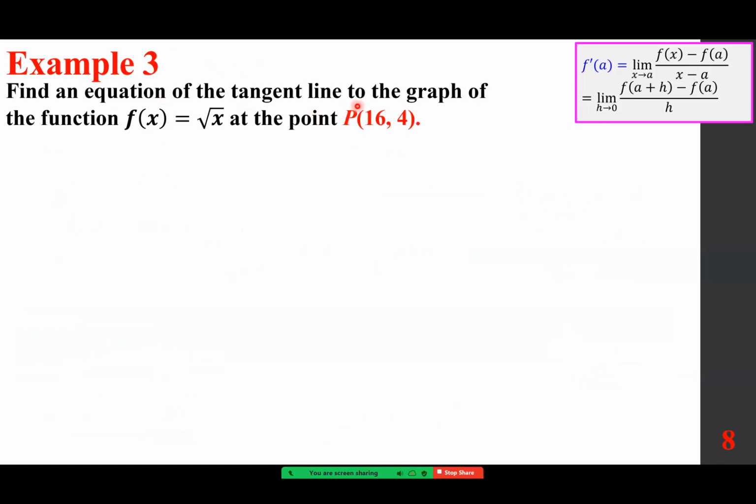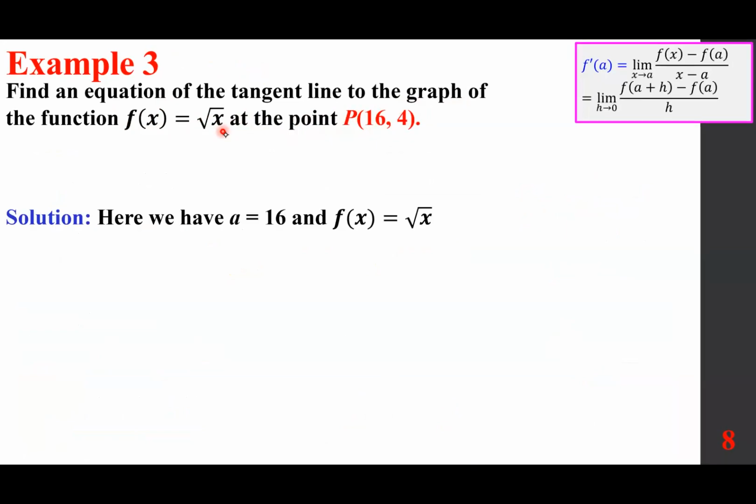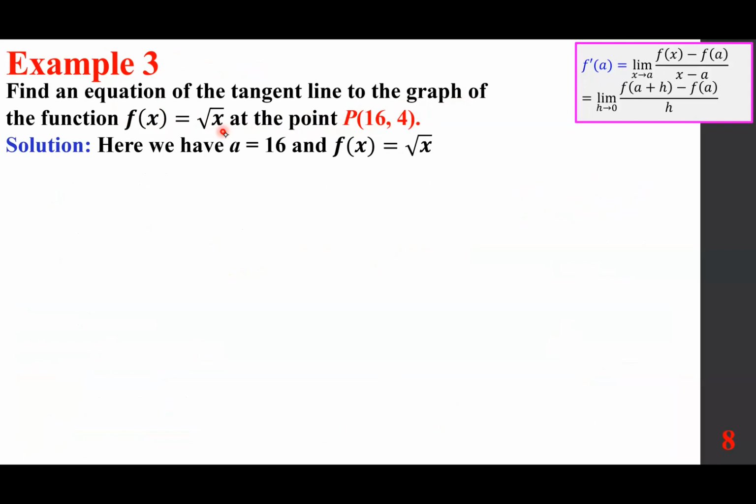Here's another example. We want to find an equation of a tangent line to the graph of this function, f of x equals square root of x, at this point 16, 4. And again, notice if they told us x is 16, you plug in, you get 4. If they said x is 100, then it's 100, 10. I'm not going to bother with that, but I hope you understand just the x coordinate is good enough. So in this example, a is 16 and f of x is square root of x. I'm going to start with this one to find the slope.